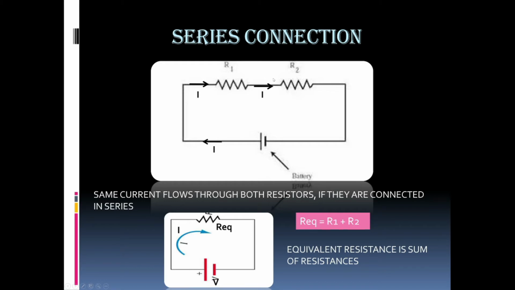So in such a series connection, how do you find the equivalent resistance? To find the equivalent resistance, you simply have to add both the resistances R1 and R2. You just have to do R1 plus R2. Simply add and you'll get the equivalent resistance.